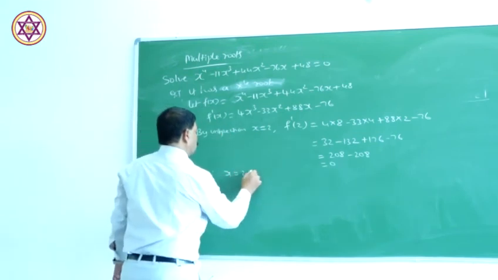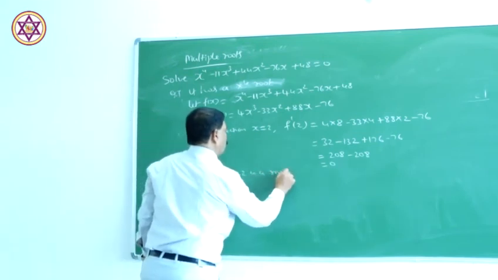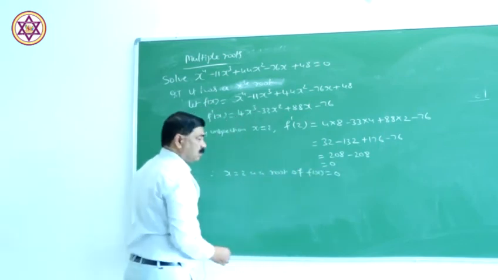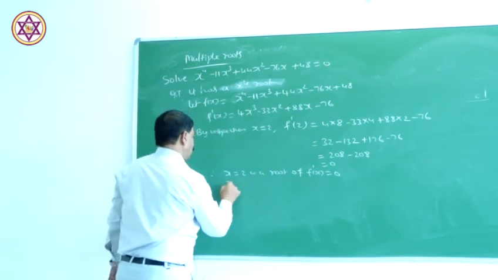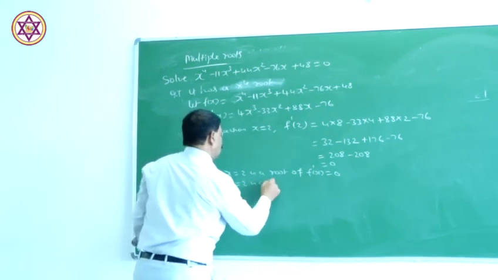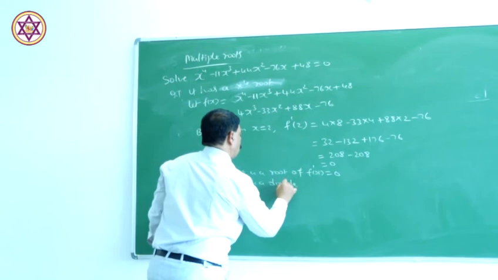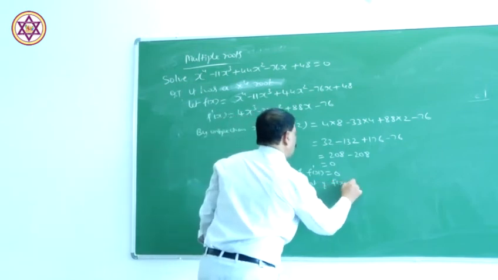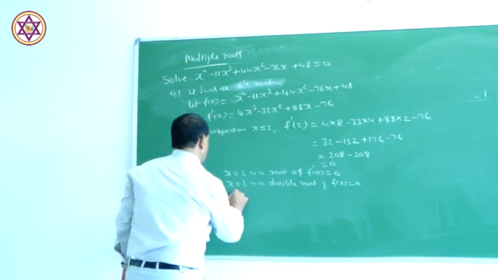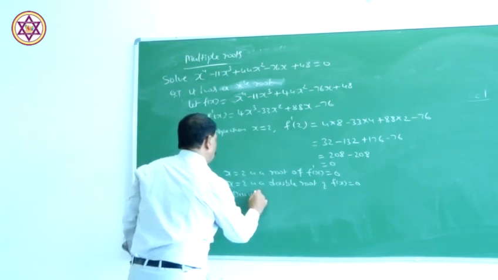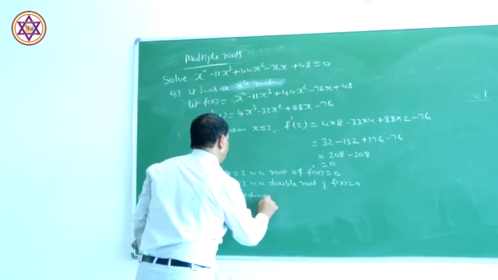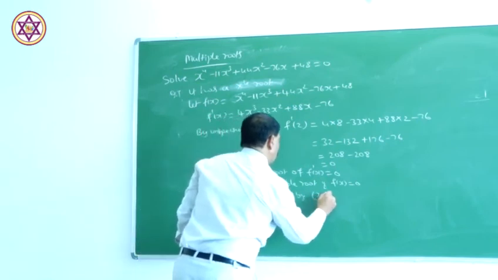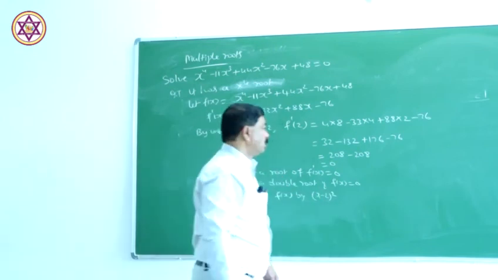Therefore, x = 2 is a root of f'(x) = 0, x = 2 is a double root of f(x) = 0. Therefore, dividing f(x) by (x - 2) whole square.